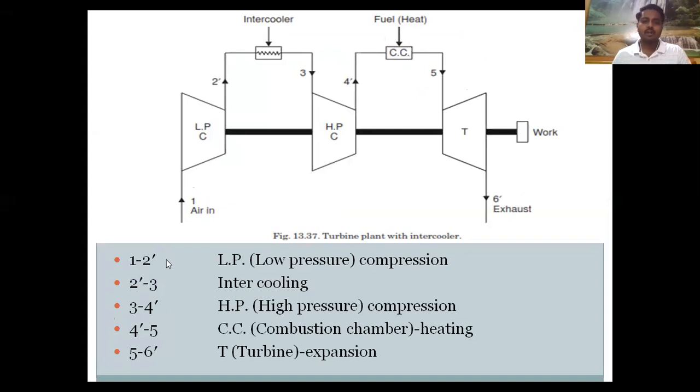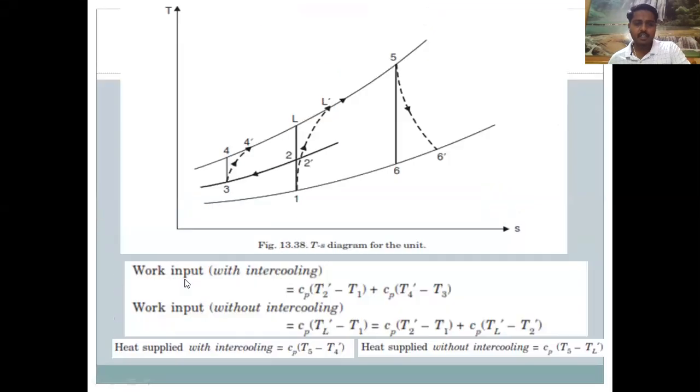Now for intercooling, a compressor in a gas turbine cycle utilizes a major percentage of the power developed by the gas turbine. The work required by the compressor can be reduced by compressing the air in two stages and incorporating an intercooler in between those two compressors. You can easily see that in between the LP compressor and HP compressor, you have an intercooler. The corresponding TS diagram is in our next slide.